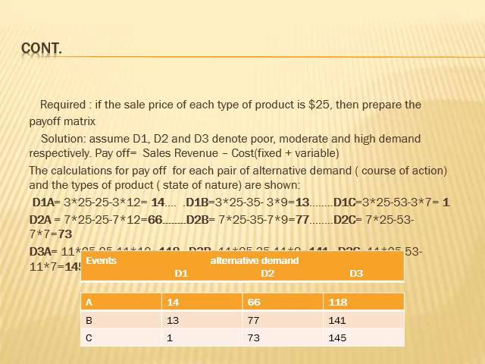Negative 25 also, no, negative 25 depends, it shows the fixed cost of product A, 35 the fixed cost of product B, and 53 the fixed cost of product C. Also the variable cost is different, 12 for A, 9 for B, and 7 for C.